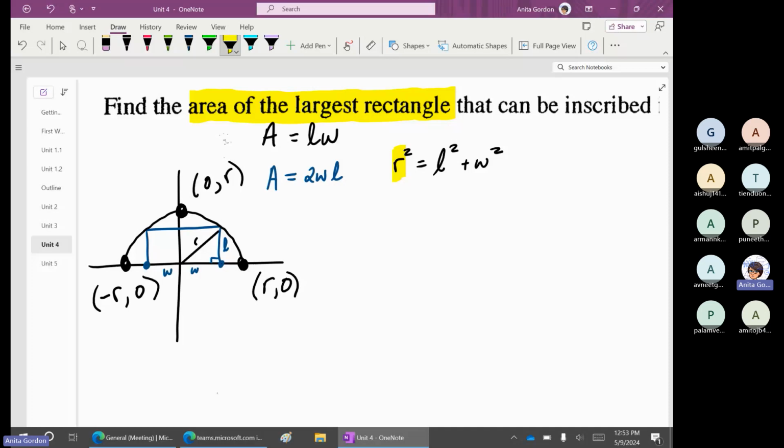Now, how do we put these together? Which equation are we trying to maximize? Area. We want this as a function of one variable. Which variable do we want to use? Let's use width. Okay, so if I were to rewrite this as area, a function of width, I would have 2W. How can I rewrite L? Yes, L is the square root of R squared minus W squared. So this is the square root of R squared minus W squared.